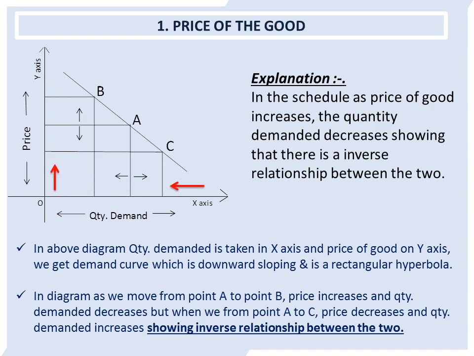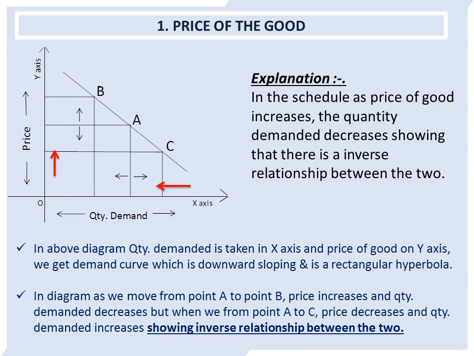Now we come on to the explanation of the diagram. The first point says in the above diagram, quantity demanded is taken on x-axis and price of good on y-axis. We get demand curve which is downward sloping and is a rectangular hyperbola natured. Can you see all these things on the diagram? Okay, now we come on to the second point.